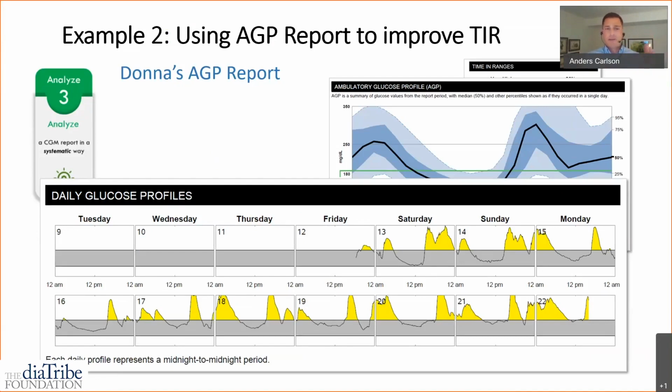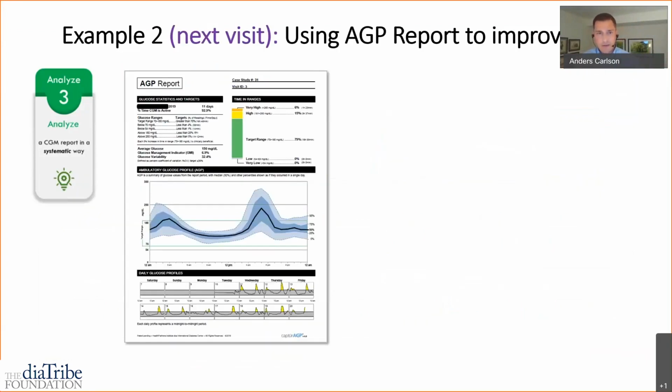So 5, 10, maybe even 15 minutes before she eats on a consistent basis, so that when the insulin is having its peak action, that is when the glucose is also at its peak. And so there's a little bit more of a match between the insulin and the glucose. And so she comes back after making those changes.